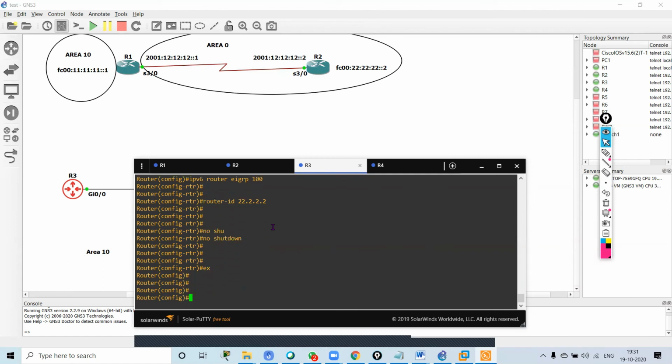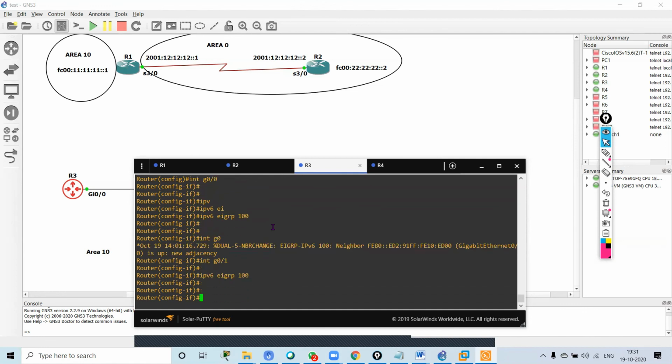Why are we giving the no shut command here? The no shut command is mandatory. Whenever we are using EIGRP, we have to enable the EIGRP and give the no shut command. It is a mandatory command. The router ID is optional, but the no shut command is mandatory over here. Interface gigabit 0/0, IPv6 EIGRP 100. Interface gigabit 0/1, 100.